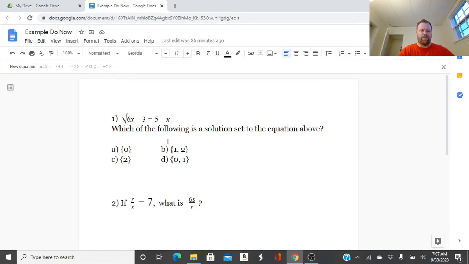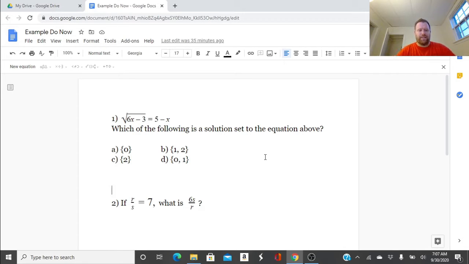So we've got this first problem here. This one is a level 1 problem. We have the square root of the quantity 6x minus 3 equals 5 minus x, and the question, which of the following is a solution set to the equation above? We have a potential solution set of 0 for A. For B, we have 1 and 2. For C, we have 2. And for D, we have 0 and 1.